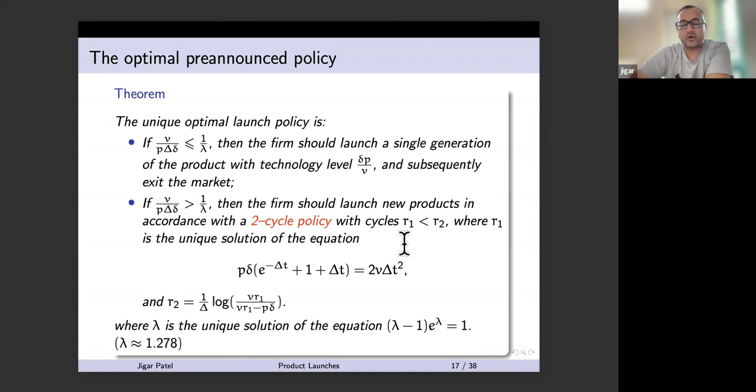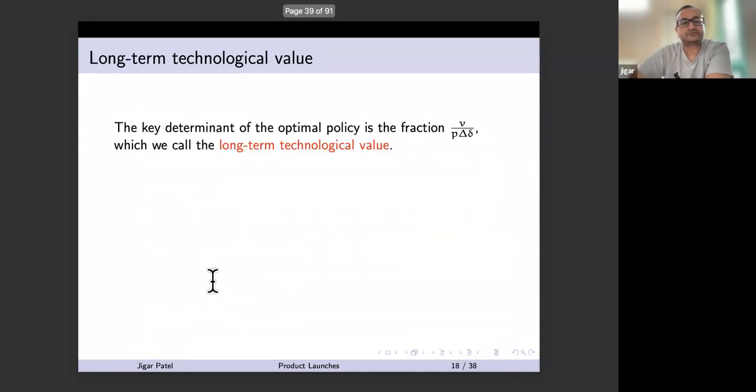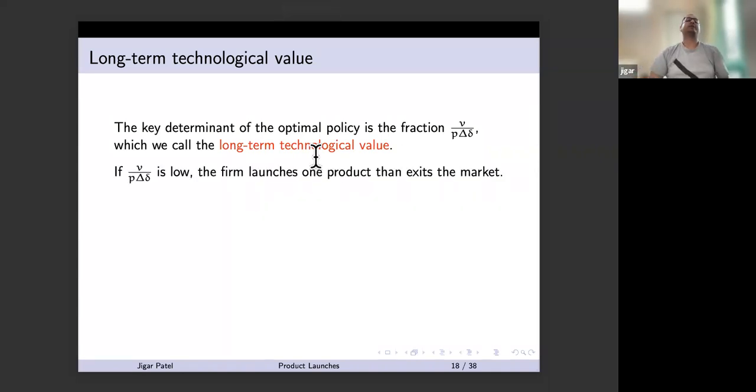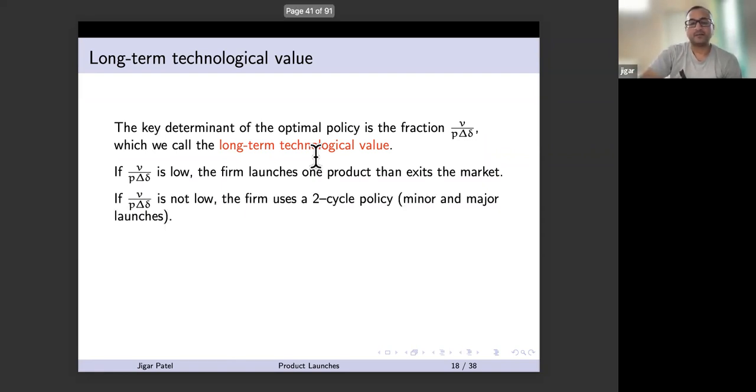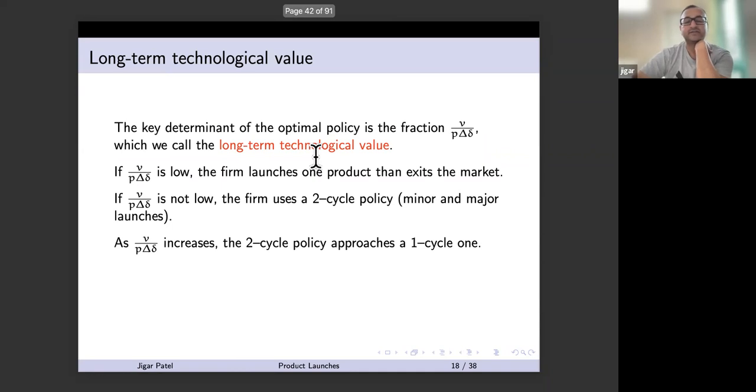So whatever we saw in practice for a while, it comes out naturally from theory also. That was reasonably neat. The key determinant of this optimal launch policy is the fraction, the value divided by the price of the product and discount factor, which we call the long-term technological value. If the long-term technological value is low, then the firm should exit the market. This is a fringe case, but it doesn't happen. If the long-term technological value is not low, then the firm should use a 2-cycle policy, a minor launch and a major launch, which is very neat.